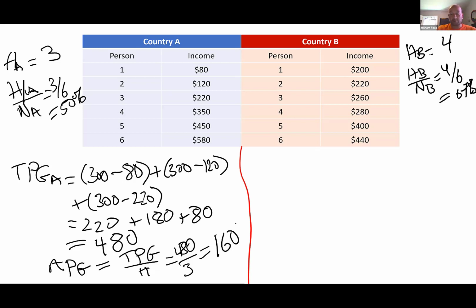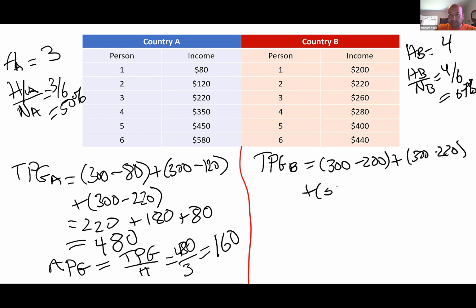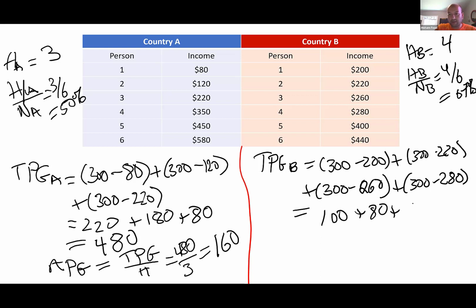Now let's do the same thing for country B. Total poverty gap, again, is just how much money you would need to spend to get rid of poverty in country B. All right, so we've got 300 minus 200. That's how much you need to spend to get rid of poverty for the first person, plus 300 minus 220, plus 300 minus 260, plus finally 300 minus 280. Okay, and then you add those all up. That's going to be 100 plus 80 plus 40, 20.